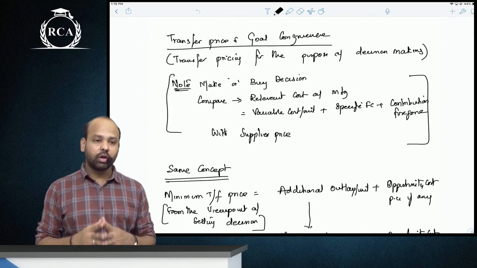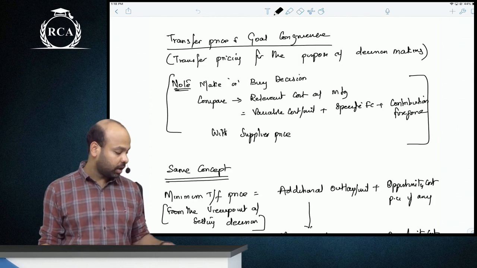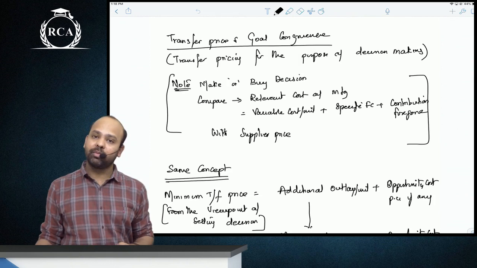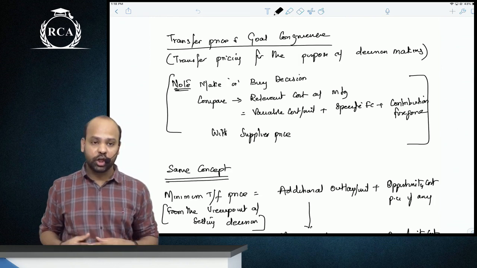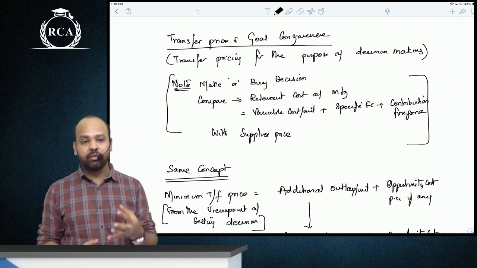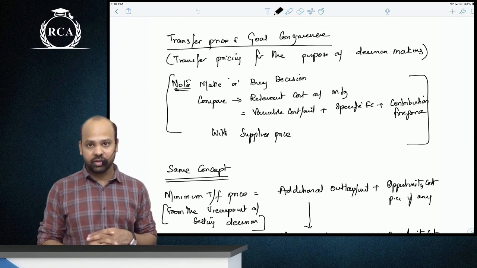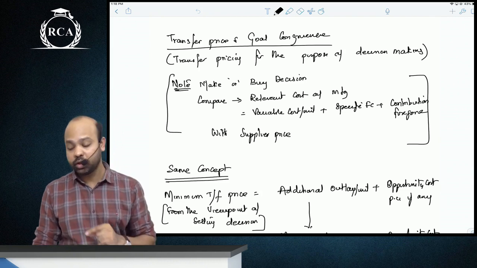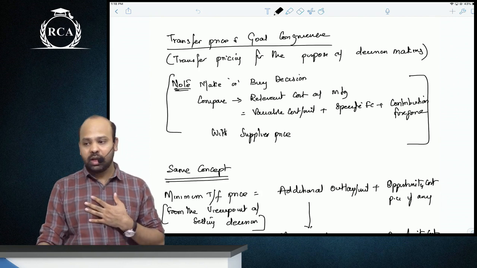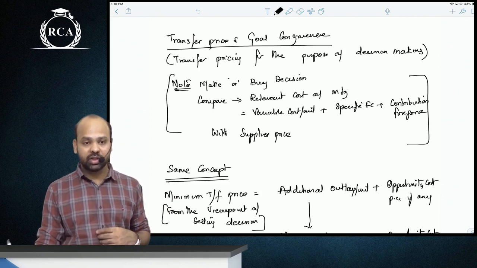Transfer price and goal congruence, guys: whenever it comes to transfer price for the purpose of decision making, remember, the minimum transfer price will depend on whether there's an opportunity cost or not. This is from the viewpoint of the entire company also. So the minimum transfer price is basically the amount of opportunity cost to the transferring division. So it is variable cost per unit, plus is there any additional fixed cost, additional outlay per unit, plus opportunity cost? Maximum transfer price is from the viewpoint of the receiving division, guys.